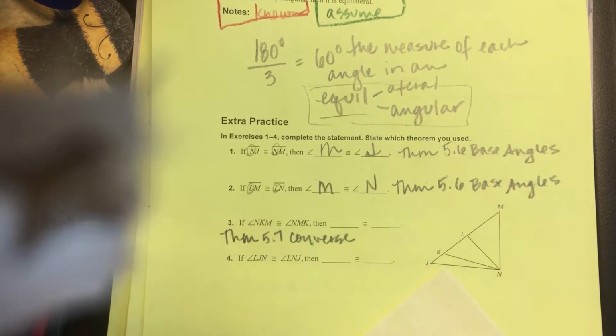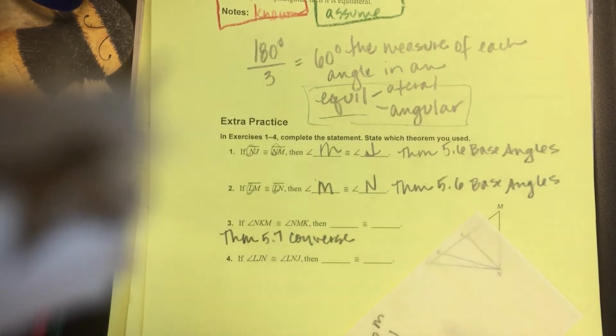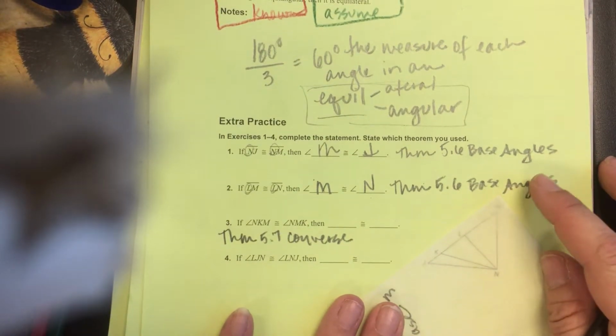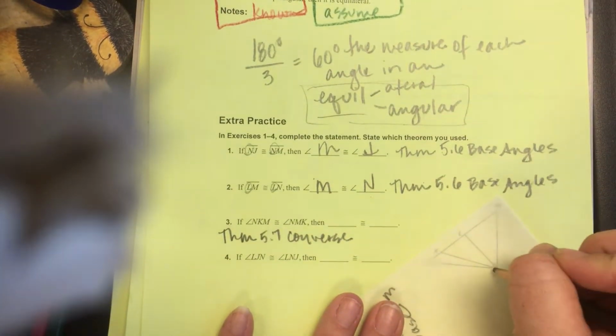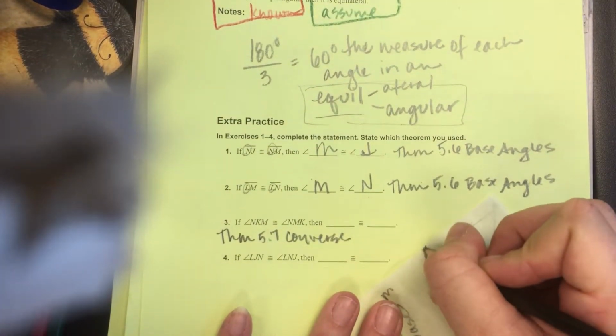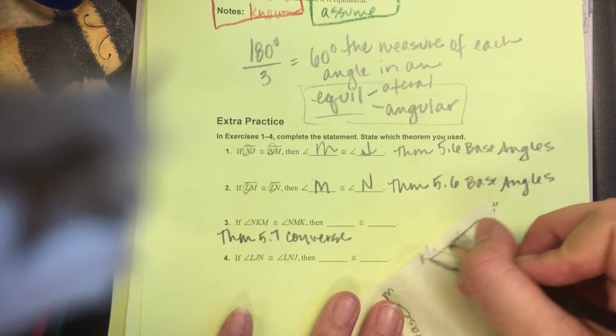So let's go see what angles they're talking about in number 3. Take your patty paper and let's go find the angles they're talking about. They're talking about N, K, M. N to K, N, K, M.